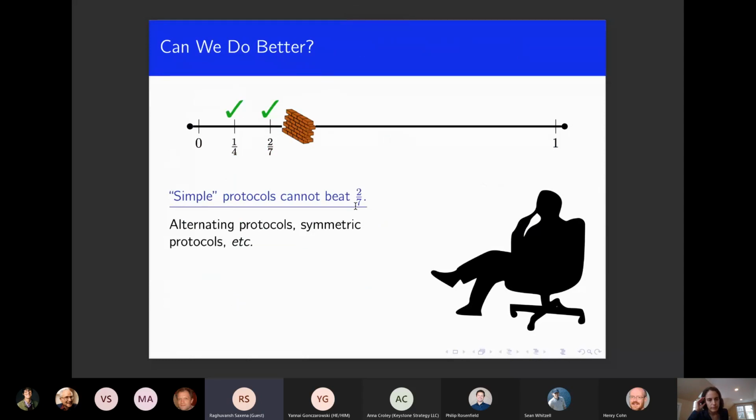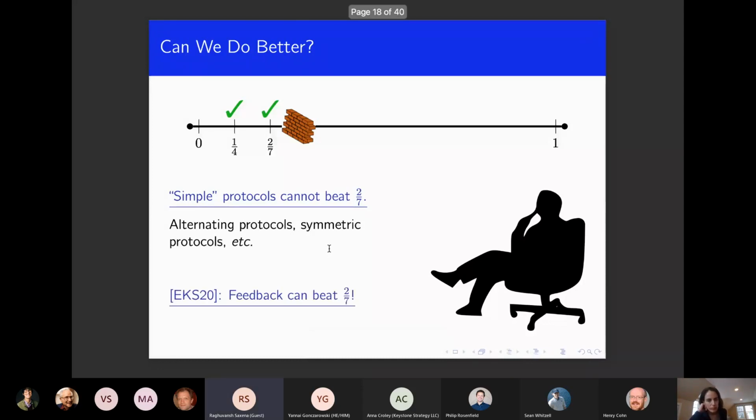Similarly, you would expect that message exchange is a symmetric task, so maybe the protocol should be symmetric between the two parties. You can also show that for symmetric protocols, you cannot do better than 2/7. And there are many other things. For non-interactive protocols, you cannot beat 2/7. There are many such barrier results.